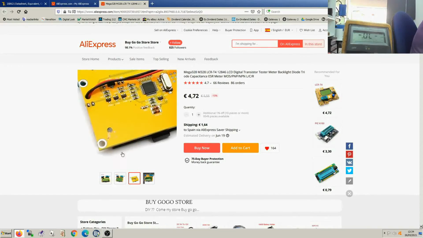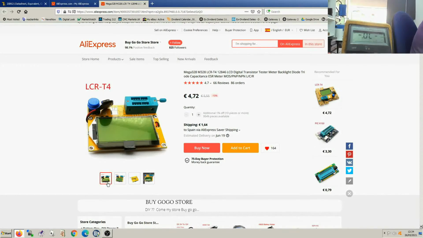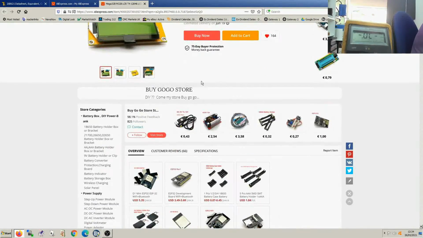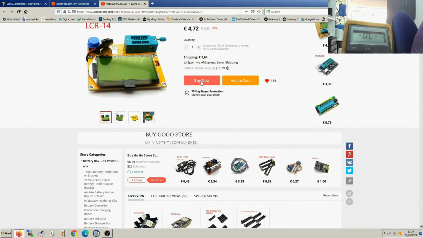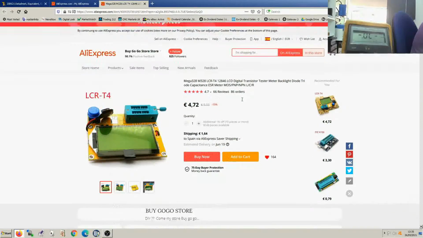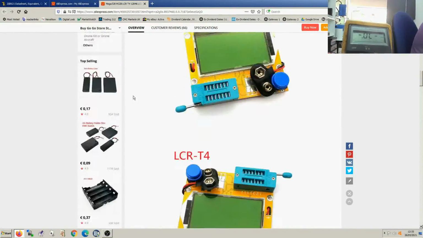So yeah, there's this one. I'd found this before. It was in my wish list actually. Look at the price of these, like €4.70 plus shipping to Spain, €1.60. So you're looking at like €5.70, just over €6. About £5 in English, a little bit more in dollars, but it's less than 10. So you can get these things: digital transistor tester, meter, diode, triode, capacitance, ESR meter. It's an interesting bit of kit, isn't it?